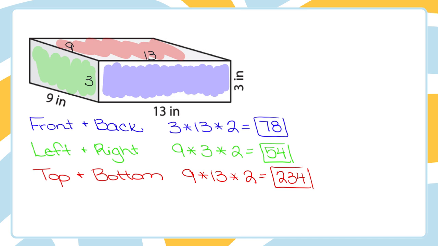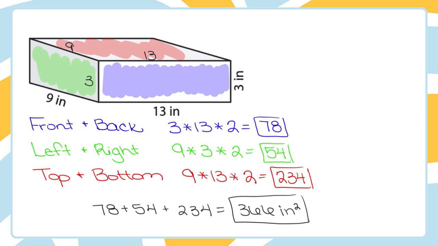How would we find the surface area of the full shape? Jimmy? Add them all up. So we're going to take the 78 and the 54 and the 234. We're going to combine it. And what will it add up to? Brissa? 366 inches squared, because this is a form of area. And that's my surface area.